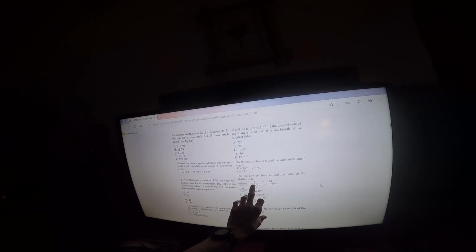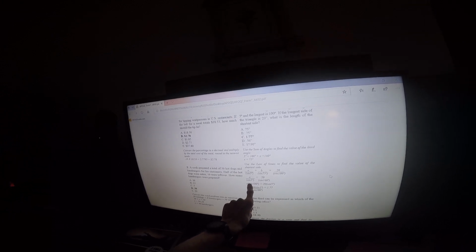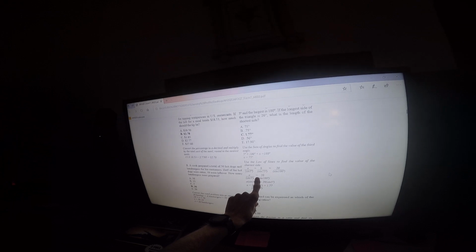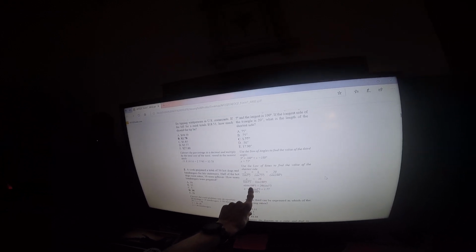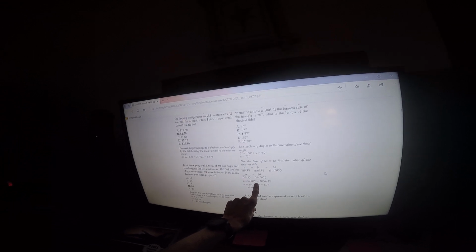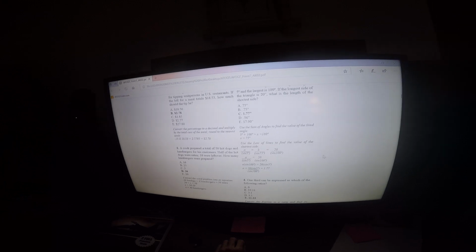So use the law of sines to find the value of the shortest side. A over sine of 5, sine of 75, sine of 100. A equals B equals 20. I don't remember none of this. A over sine of 5 equals 20 over sine of 100. A times sine of 100 equals 20 times sine of 5. A equals, don't ask me.